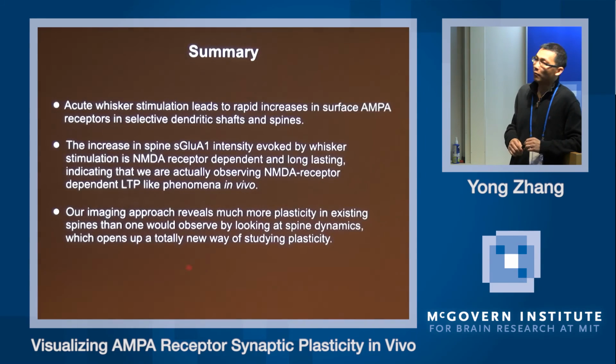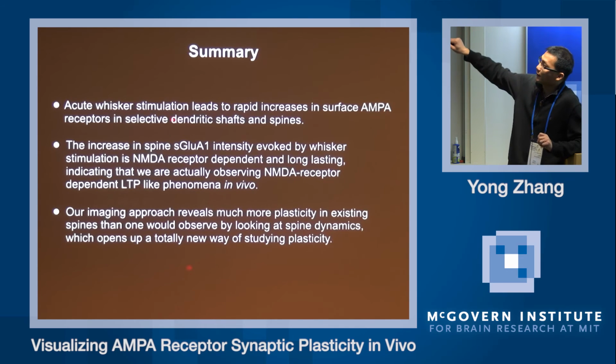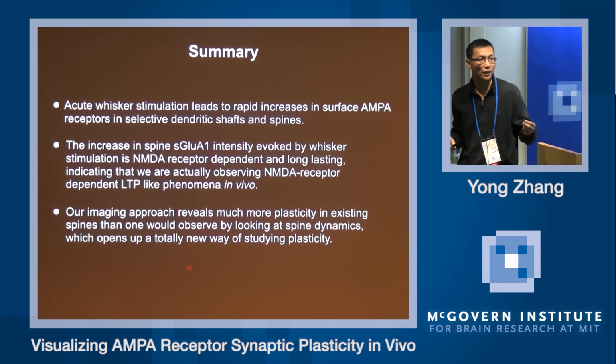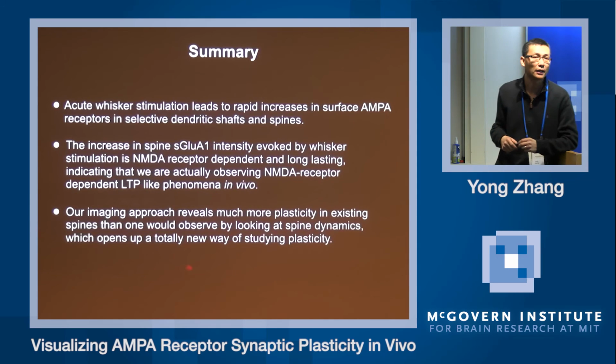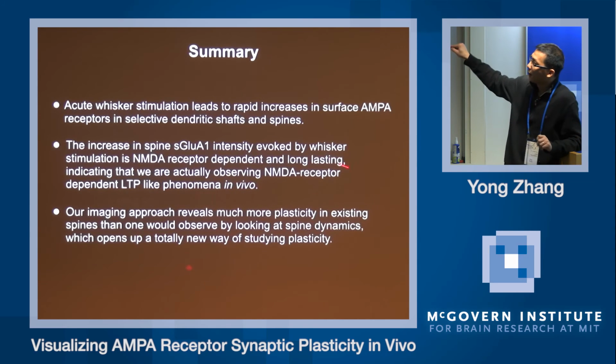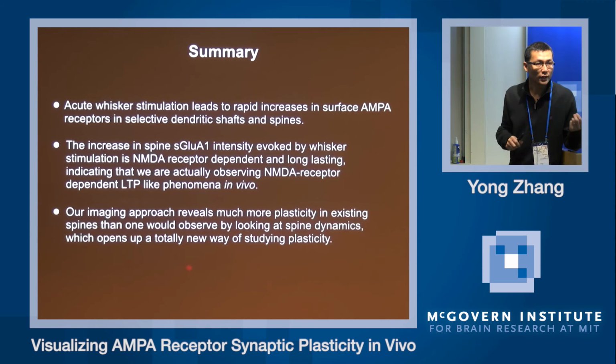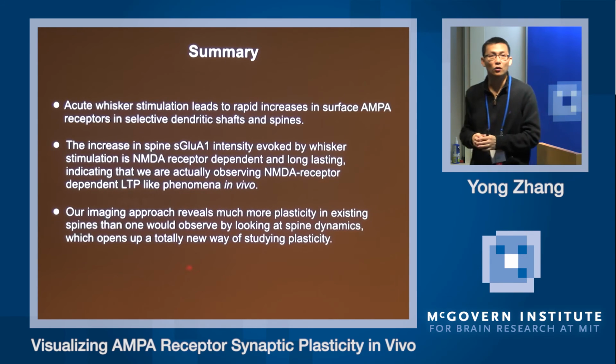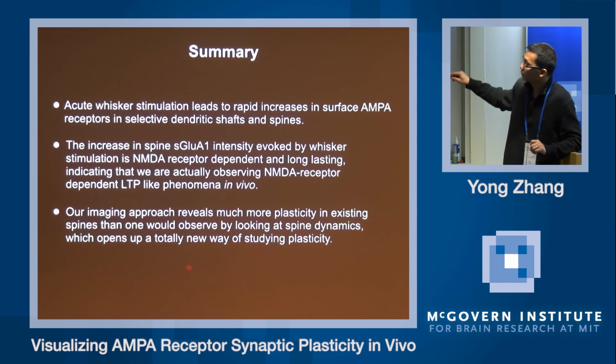So here is a brief summary of what I've told you. First, we find that acute whisker stimulation can lead to a rapid increase in the spine surface AMPA receptors, but only in a subpopulation of dendritic spines and a subpopulation of dendritic shaft. And also, I have shown you that this increase caused by whisker stimulation is an AMPA receptor dependent process, and also is relatively long-lasting.